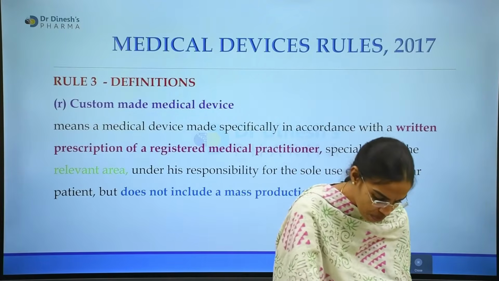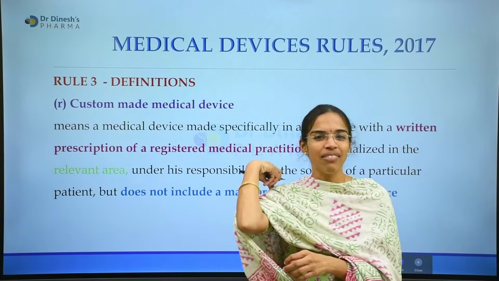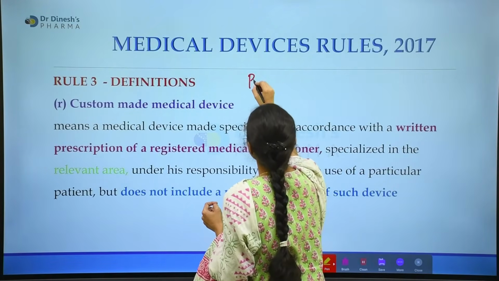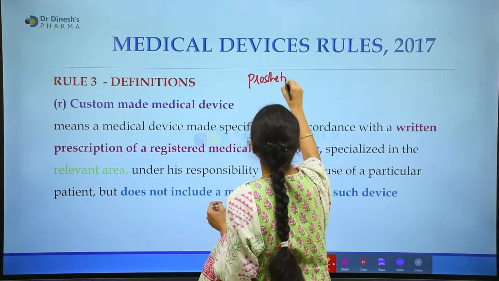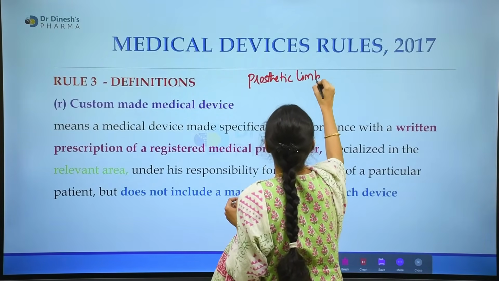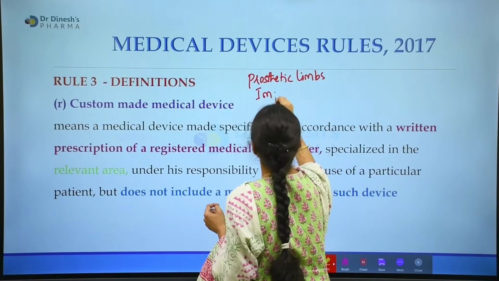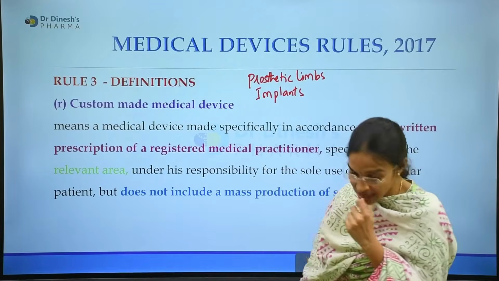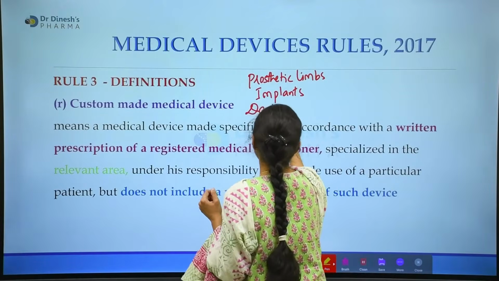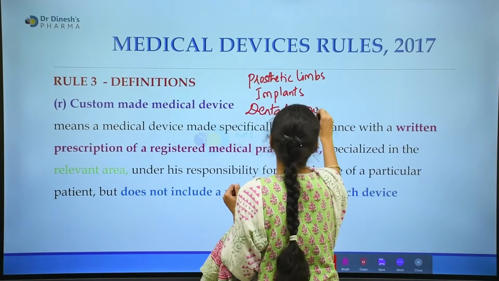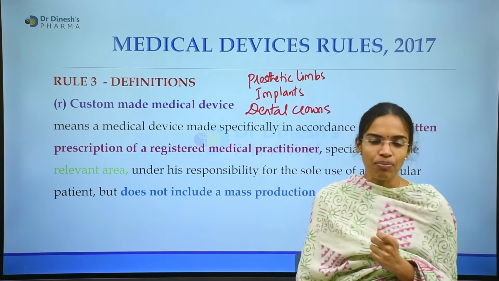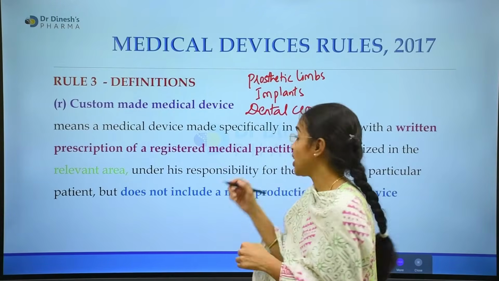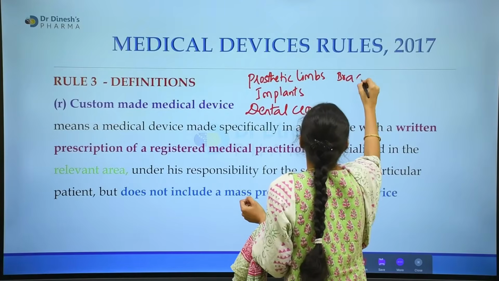There are many examples of these custom made medical devices, like prosthetic limbs, certain implants, and especially dental crowns. Dental crowns and dental implants, prosthetic limbs, braces especially. Braces. So these are all custom made.